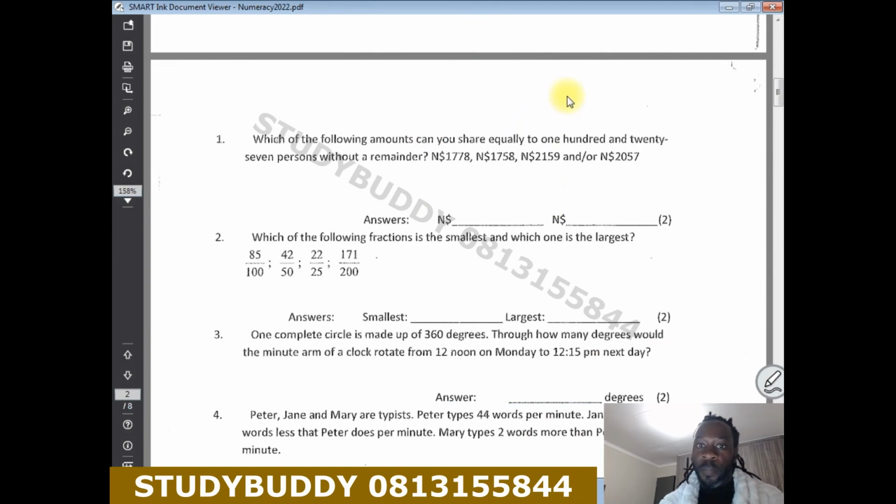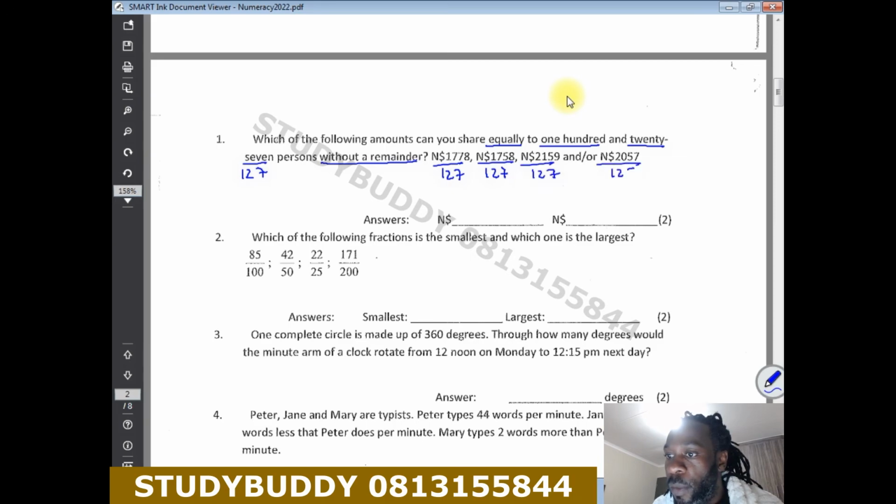Number one says, which of the following amounts can you share equally among 127 persons without a remainder? So always listen to the English, always equally. Which means we want to be able to divide 127 into all these amounts and not have a remainder. If the answers do not give us a remainder, then we are done. That's how to solve that question.